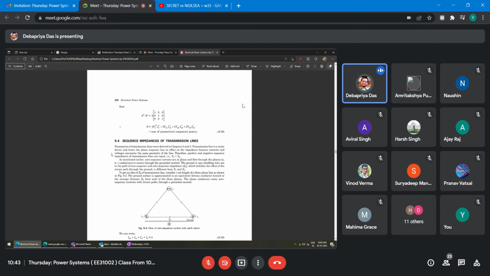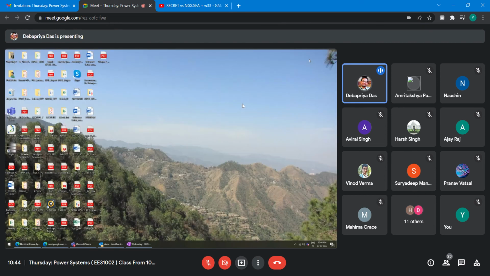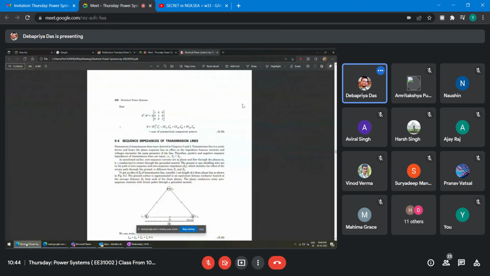Now those cases whose slack bus is 1, just one minute.